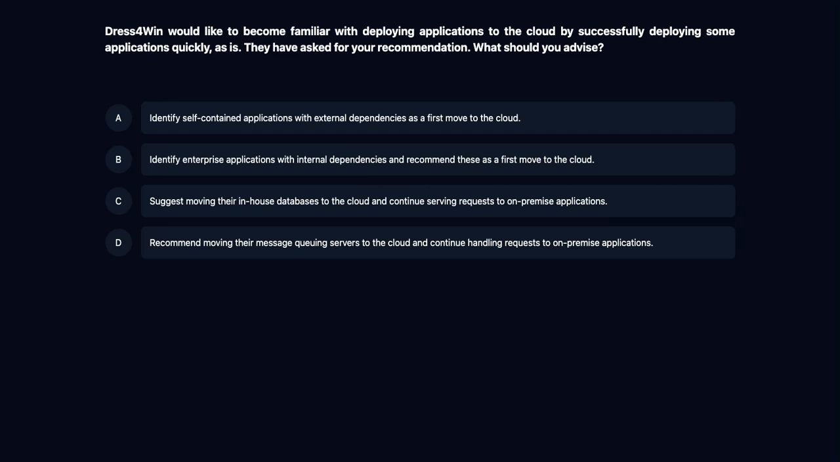Option B. Identify enterprise applications with internal dependencies and recommend these as a first move to the cloud. Option C. Suggest moving their in-house databases to the cloud and continue serving requests to on-premise applications. Option D. Recommend moving their message queuing servers to the cloud and continue handling requests to on-premise applications.